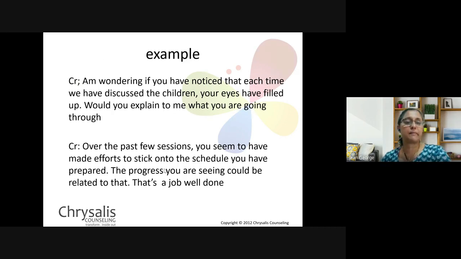So let's look at an example. The counselor is saying, "I'm wondering if you have noticed that each time we have discussed the children, your eyes have filled up."